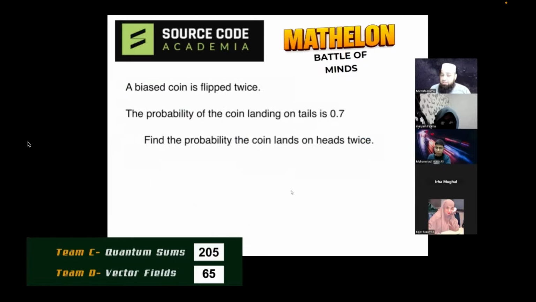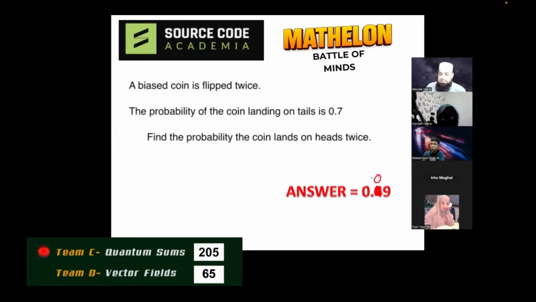A biased coin is flipped twice. The probability of a coin landing on tail is 0.7. What is the probability that the coin lands on heads twice? Team C, Mariam. Yes, Mariam. It's 0.09. 0.09. Yes.